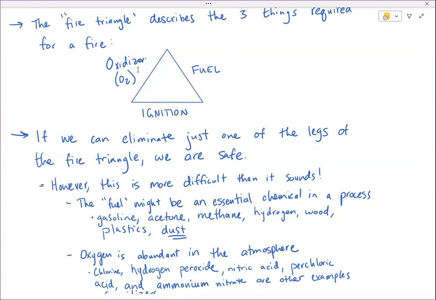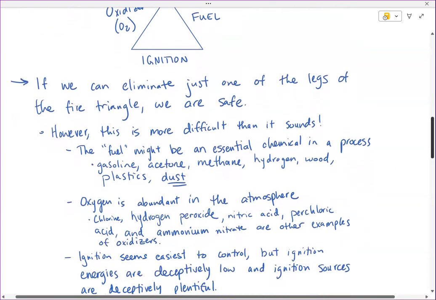And actually, that's what we'll talk about in the next module, which is going to be about inerting: calculating how many cycles you would need to purge the oxygen out of a tank with nitrogen, for example. But anyway, just know for now that of the legs of the fire triangle, oxygen is the one that chemical safety process programs oftentimes try to eliminate.